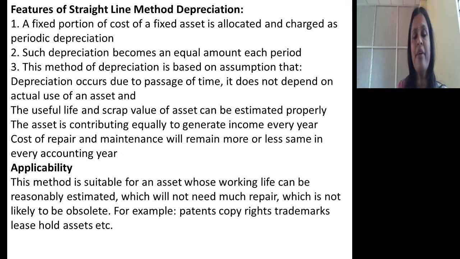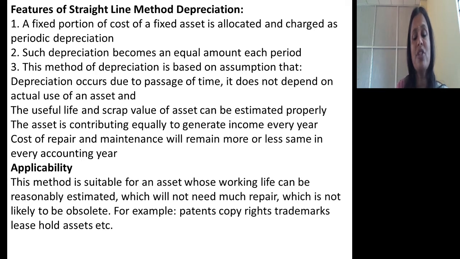And the useful life and scrap value of the asset can be estimated properly. The asset is contributing equally to generate income every year. Cost of repair and maintenance will remain more or less the same in every accounting year. So, these are the four important assumptions upon which the straight line method of charging depreciation is based.